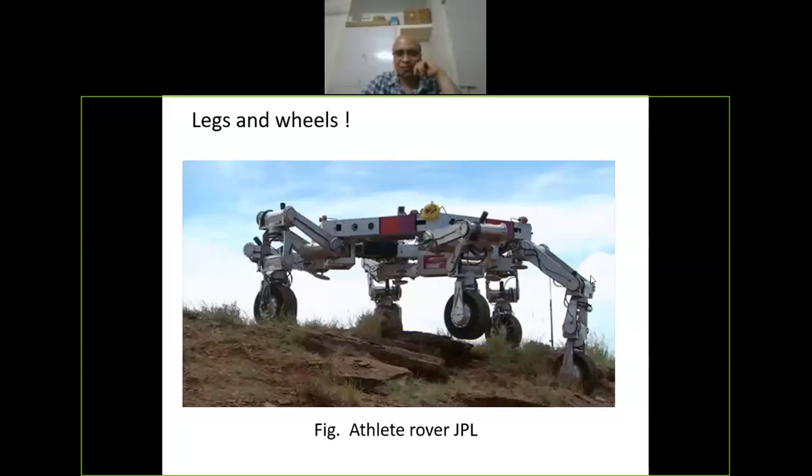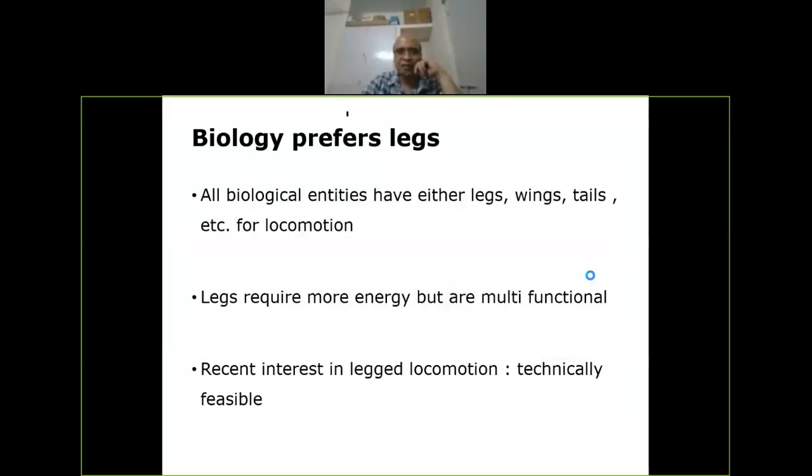Okay, so this is called the Athlete Rover that was basically built for space exploration, and it is a hybrid kind of a vehicle. Now, interesting again, if you think a little bit, some things that are interesting to note is that all biological entities have legs, wings, or tails for locomotion. They do not have wheels. So robots have wheels. They are more energy efficient. They don't require balancing. But biology never prefers wheels. Okay, so we have legs, wings, or tails.